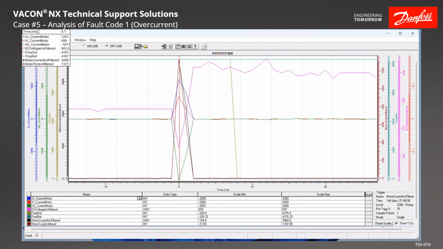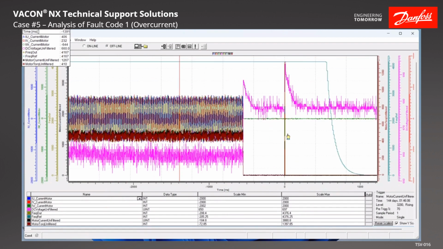So we want to take our scales back, and as you can see right before it tripped here, it doesn't look like the drive was doing anything. There's no output current there, but the drive is still at right around 42 hertz. So it does look like the drive is running, but it's stopped outputting current. And you can see DC bus spiked when it did that, and then dropped down.